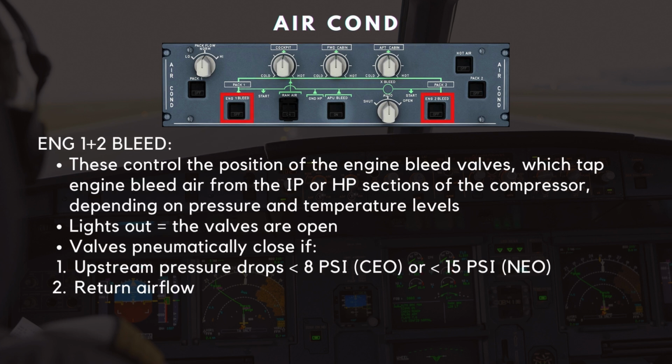Next is the engine bleed push buttons. These control the position of the engine bleed valves, which tap engine bleed air from the IP or HP sections of the compressor, depending on pressure and temperature levels. When the push button is in its default lights out position, the valves are open. Even with the push button in the on position, the valves pneumatically close if the upstream pressure drops below 8 psi for CEO aircraft or 15 psi for NEO aircraft, or if there is return airflow.